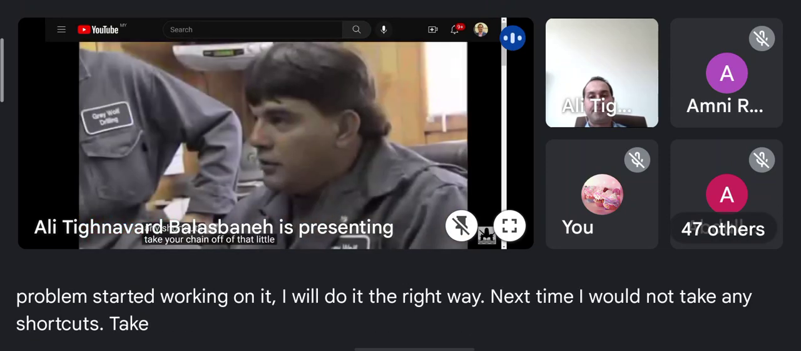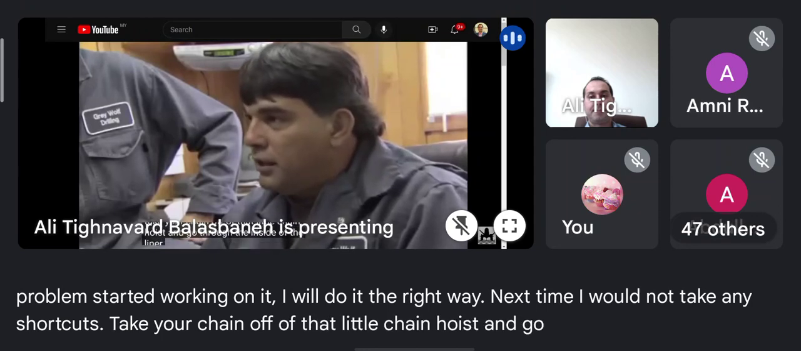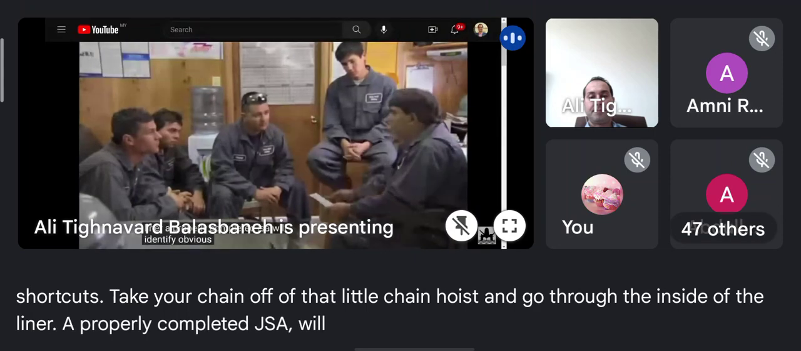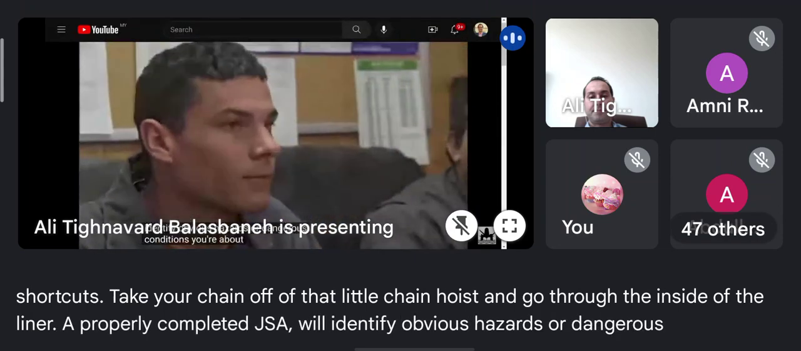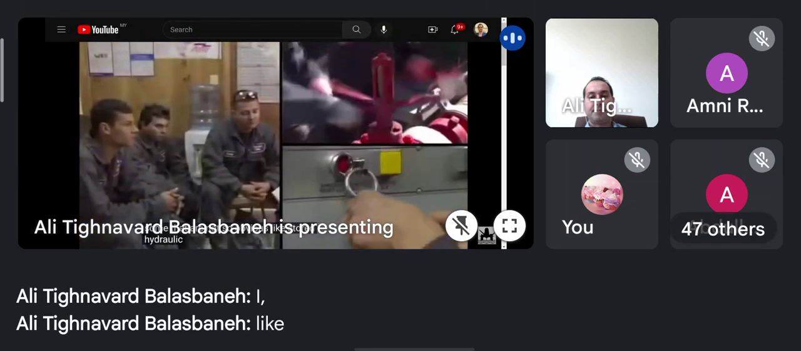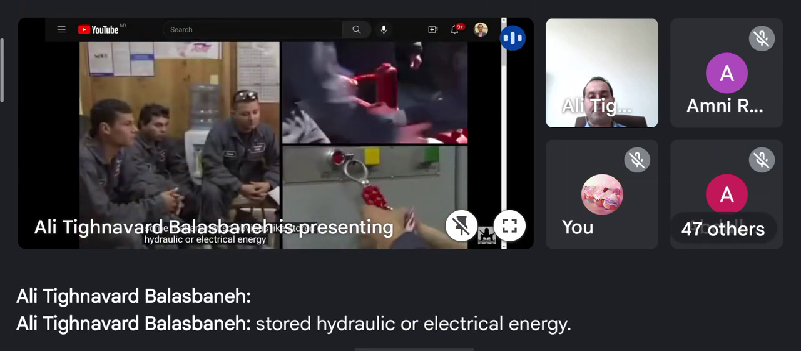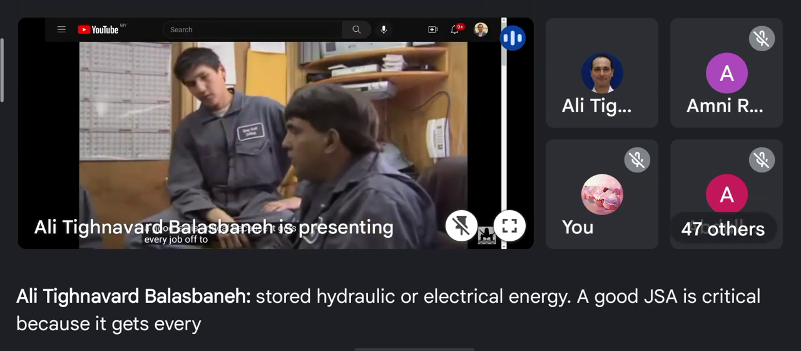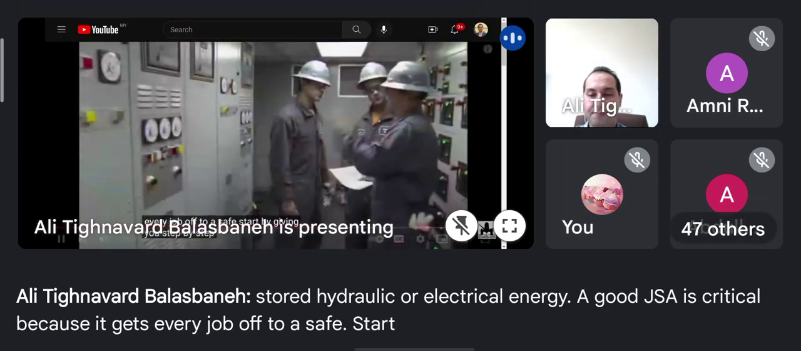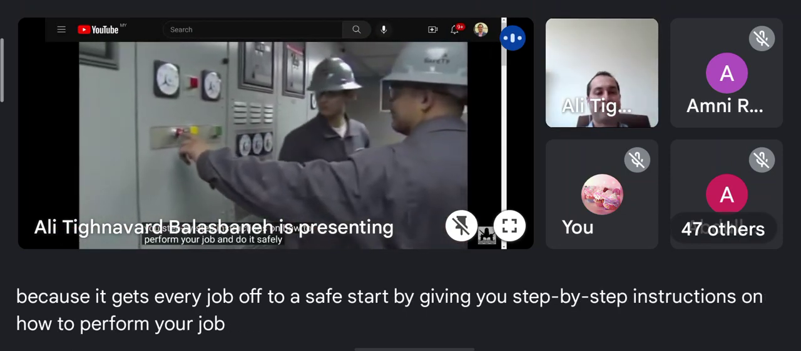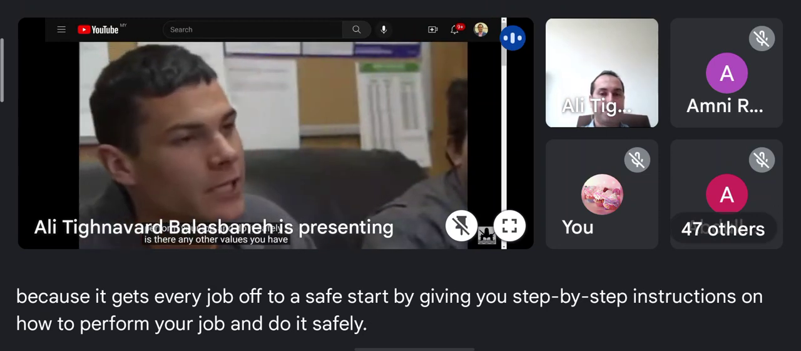Take your chain off of that little chain hoist and go through the inside of the liner. A properly completed JSA will identify obvious hazards or dangerous conditions you're about to encounter, and some that are not so obvious, like stored hydraulic or electrical energy. A good JSA is critical because it gets every job off to a safe start by giving you step-by-step instructions on how to perform your job and do it safely. Are there any other valves you have to close?